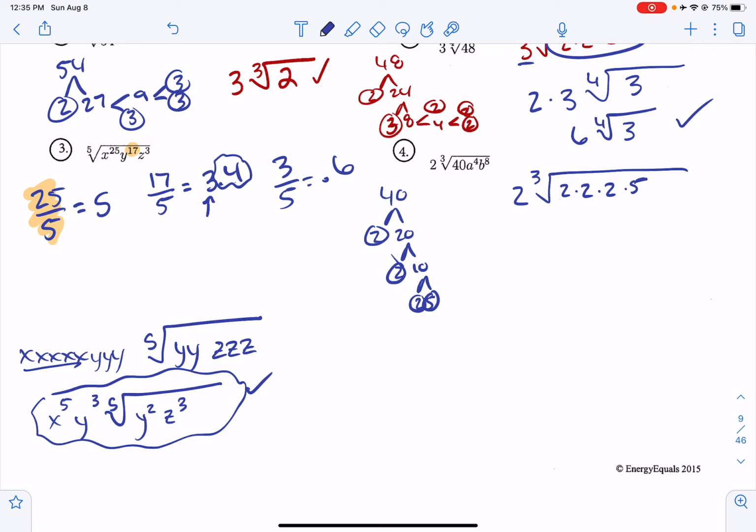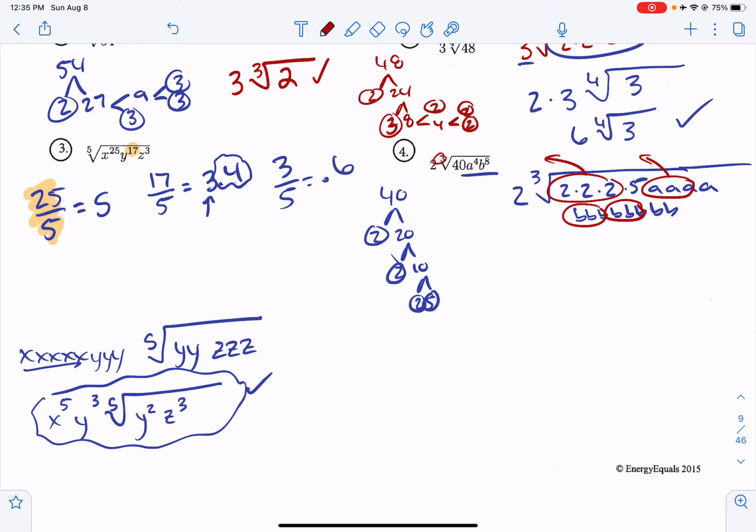And then again, if you want to rewrite the A's and the B's, you can do A, and then there's 8 B's. So I am looking for groups of 3, right? Because my index right here is 3. So I'm looking for groups of 3 that I can pull out. There's one group. There's another group. There's a group. There's a group. And then I've got a whole bunch of things left over.